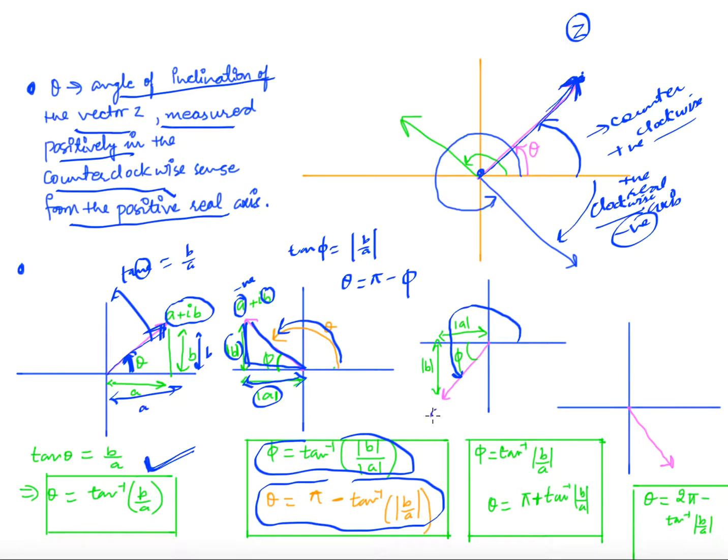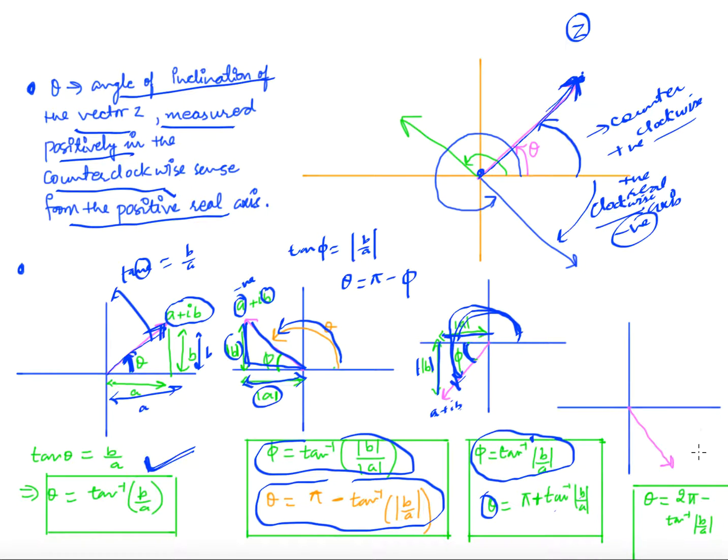So again, in this case, a plus iota b, both a and b are negative because you are in the third quadrant. But again, the modulus will represent this length and modulus of a will represent this length. So you have tan phi is equal to mod of b upon mod of a. So you have phi is equal to tan inverse b upon a. Now you can see what is your angle theta. Your angle theta is this angle pi plus phi. So you have theta is equal to pi plus tan inverse of b upon a, right?